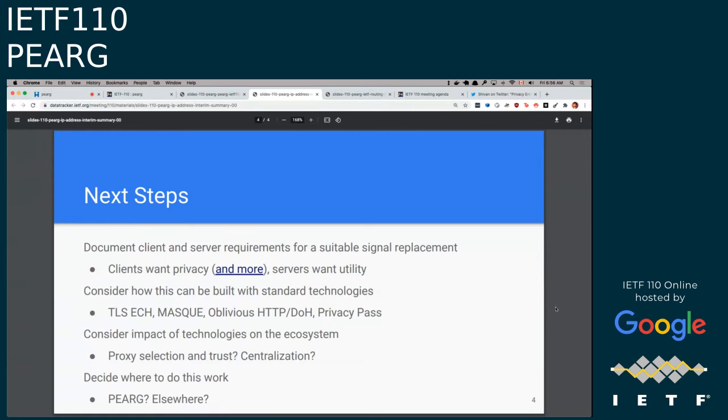So as next steps, I think it would be good to, like I said, document these requirements. Pull people into the conversation that represent both the clients and the servers, because sometimes these requirements are at odds. But I'm sure we can come to consensus here.